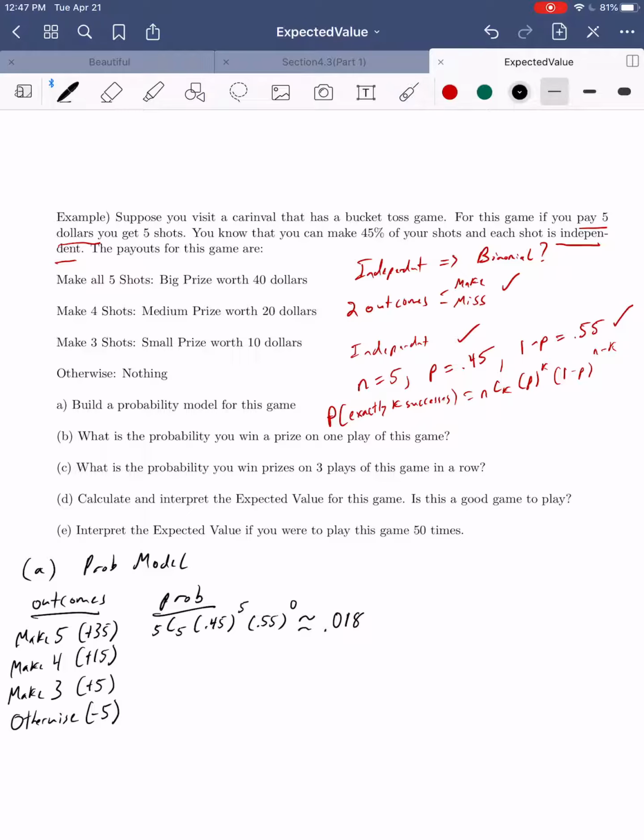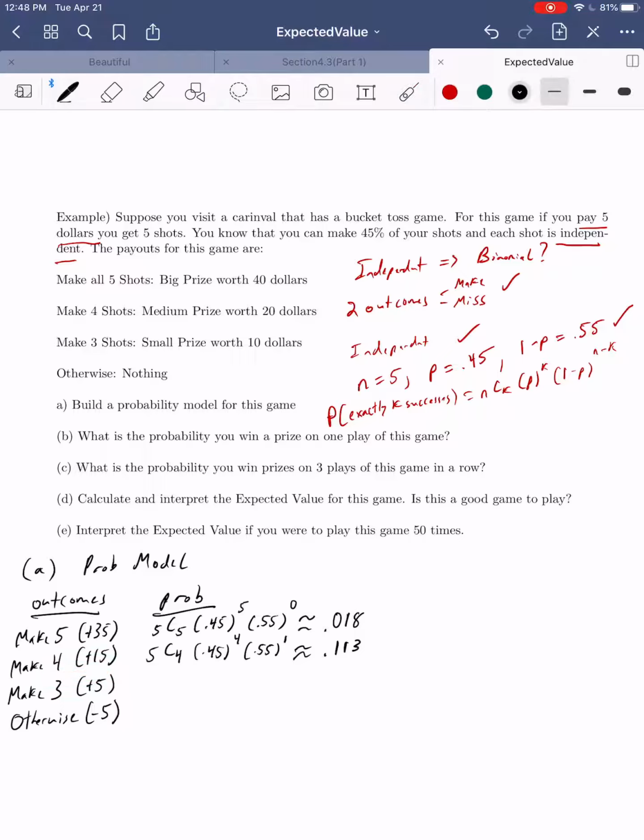For making 4, you would have 5C4, 5 attempts, you have to make 4, 0.45 to the 4, 0.55 to the 1. 4 successes means you get to have 1 failure. You type that into your calculator, 5C4 times 0.45 to the 4 times 0.55, and you should see that that comes out as 0.113 once you round. So you've got about 11% chance of making 4 out of the 5 shots.